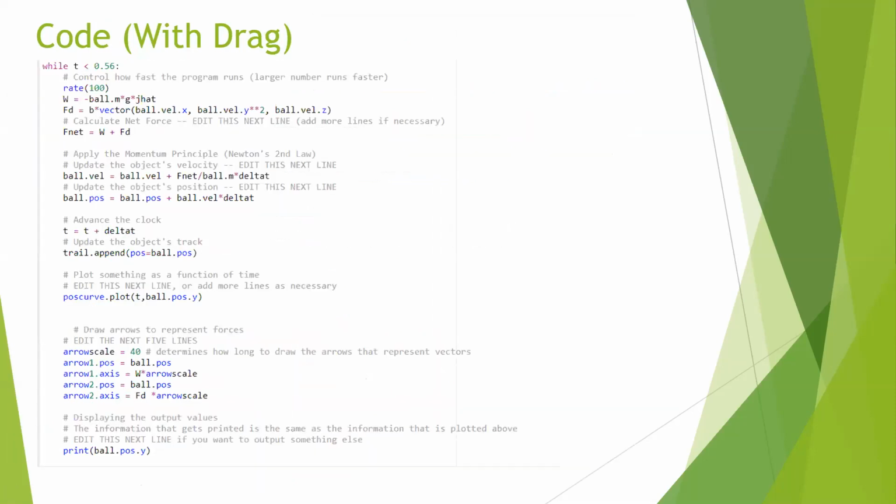All right, here's the code that creates the model with drag. As you can see, drag is calculated. The drag vector is calculated by b, which is a constant that we found through trial and error, which was 0.0025, times the velocity squared. So the y velocity squared, and this was added with the weight force vector to give you the net force.